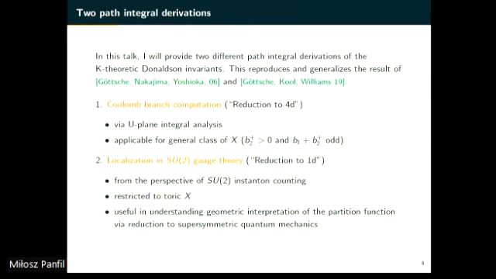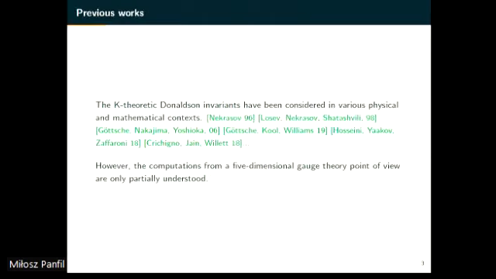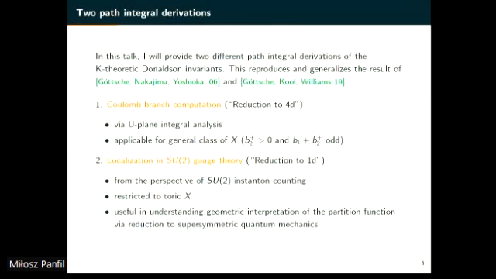The second approach is from the perspective of SU(2) instanton counting. This is in fact the approach that was taken by most of the papers that I mentioned here, except for this one, the Gukov-Williams paper, the most recent one. In order to apply this formula, you need to restrict to toric four-manifolds. However, this approach is also very useful in understanding the geometric interpretation of the partition function via the reduction to supersymmetric quantum mechanics.